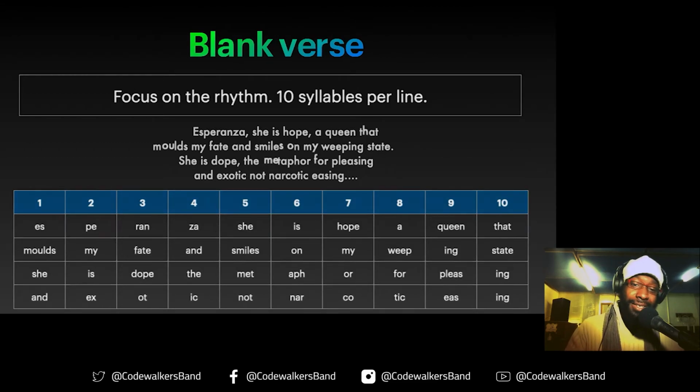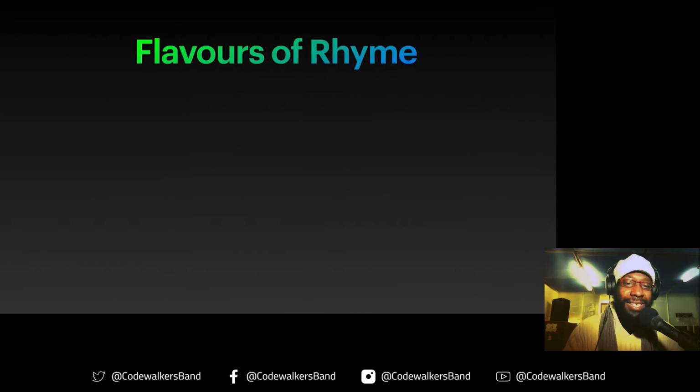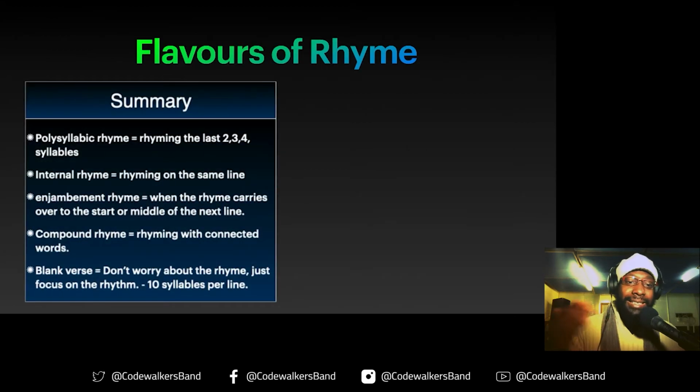All right, so flavors of rhyme, okay? Quick summary for you. The key things you got to remember. Polysyllabic rhyming, again, that's rhyming whether you're doing the last 2, 3, 4 syllables. An internal rhyme means you're rhyming on the same line, it makes it feel faster. Enjambment, the rhyme carries on over to the start or the middle of the next line. Compound rhyme, you're rhyming connected words, but they don't really rhyme, it just feels like it. Blank verse, again, you're not worrying about the rhyme, you're just focusing on the rhythm. So a little bit of a challenge there.